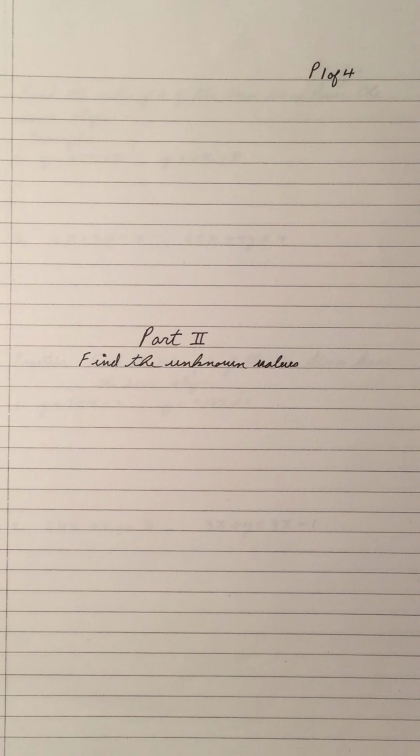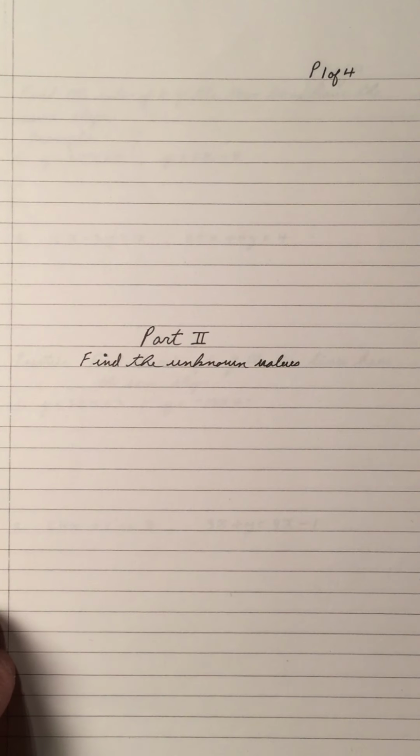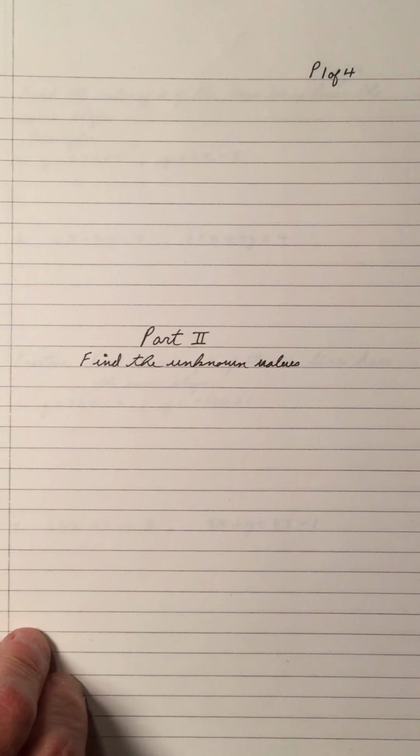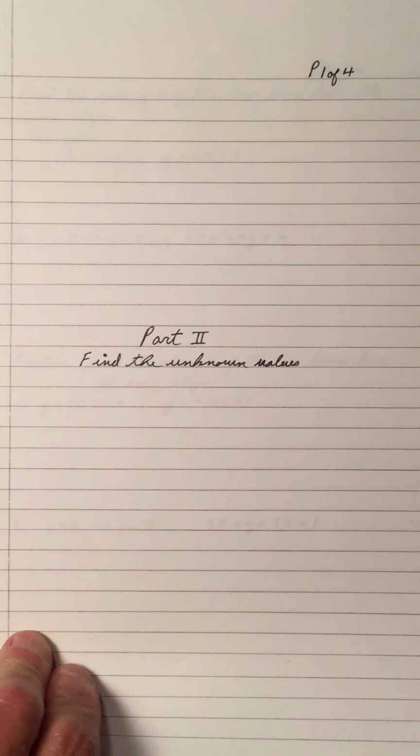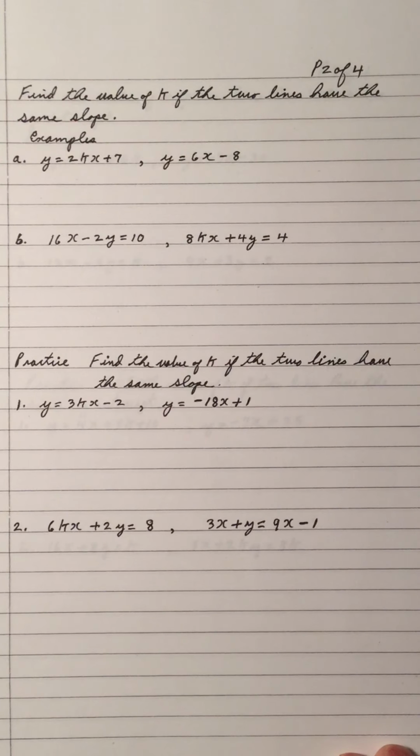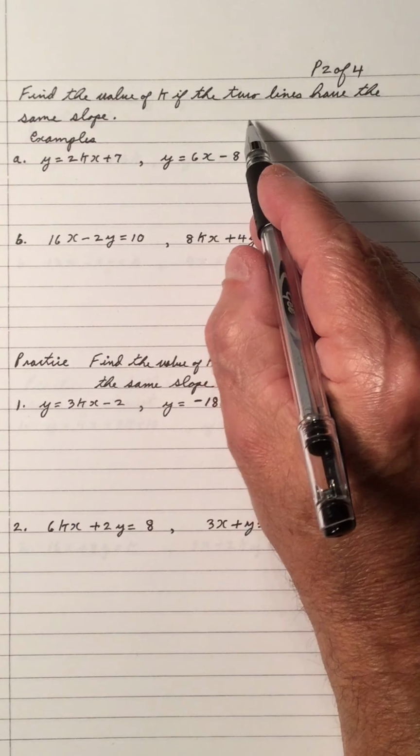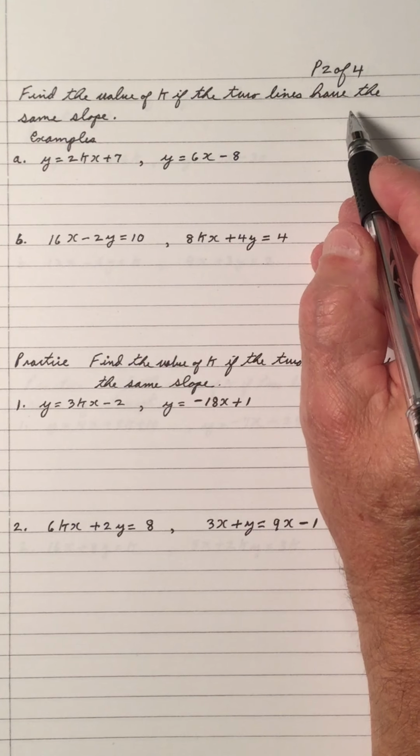Hi, welcome to my video on finding the unknown values, part 2. The previous video was part 1. Find the value of k if the two lines have the same slopes.